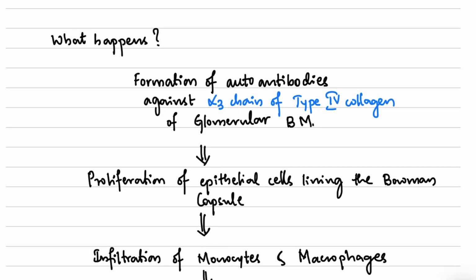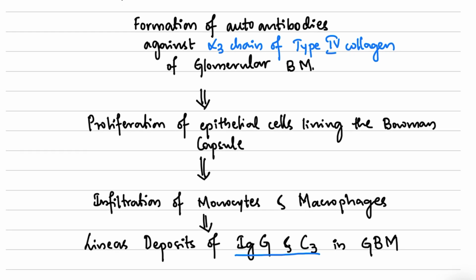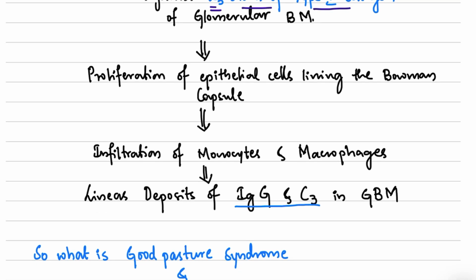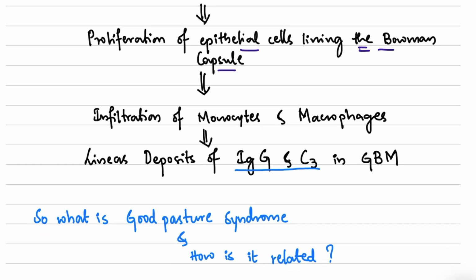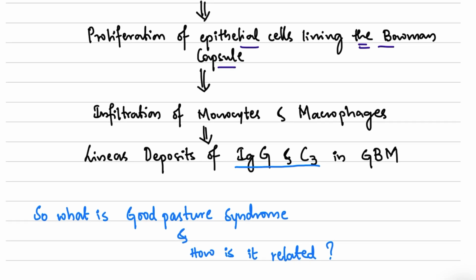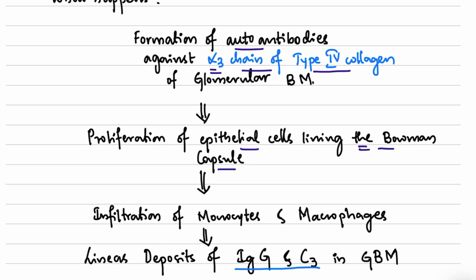So what happens in type 1? As I just told you, there is formation of autoantibodies against the alpha 3 chain of type 4 collagen of the glomerular basement membrane. When this happens, there is proliferation of epithelial cells lining the Bowman capsule, and this leads to infiltration of monocytes and macrophages. Ultimately this leads to linear deposits of IgG and complement 3 in the glomerular basement membrane. So this is the basic pathophysiology of type 1 RPGN.